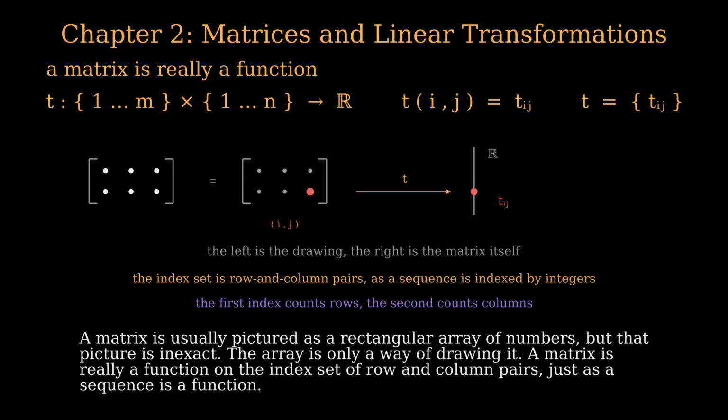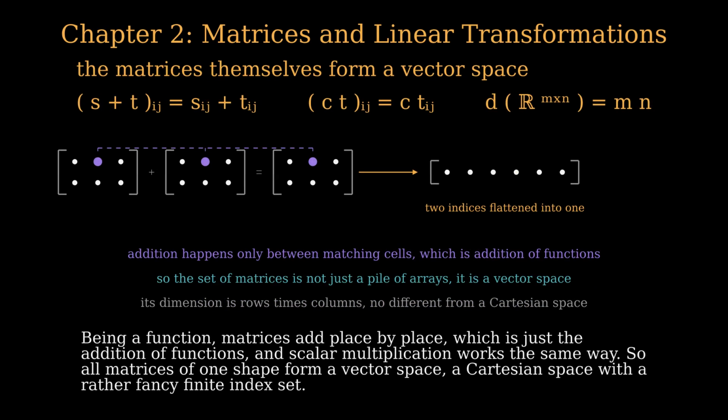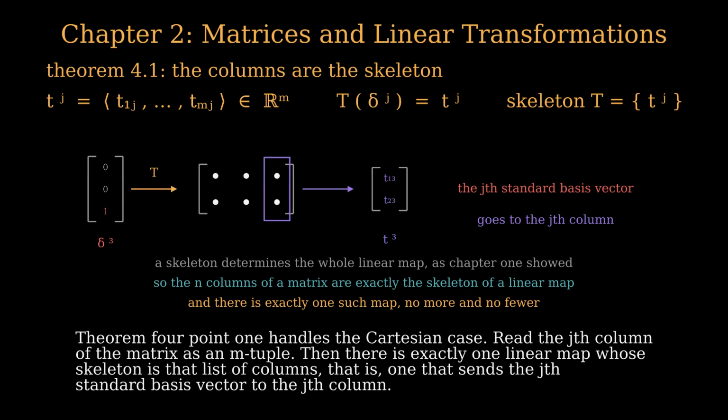A matrix is usually pictured as a rectangular array of numbers, but that picture is inexact. The array is only a way of drawing it. A matrix is really a function on the index set of row and column pairs, just as a sequence is a function. Being a function, matrices add place by place, which is just the addition of functions, and scalar multiplication works the same way. So all matrices of one shape form a vector space, a Cartesian space with a rather fancy finite index set. Theorem 4.1 handles the Cartesian case.